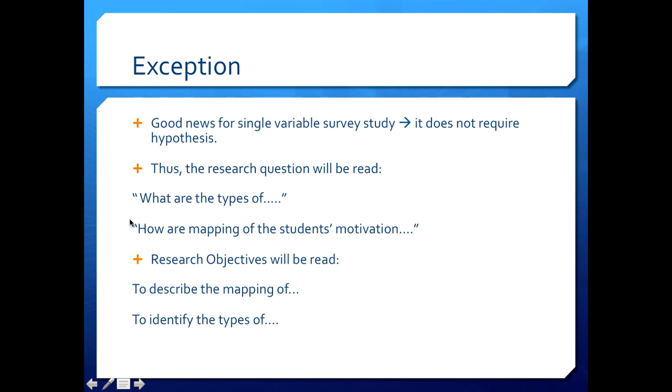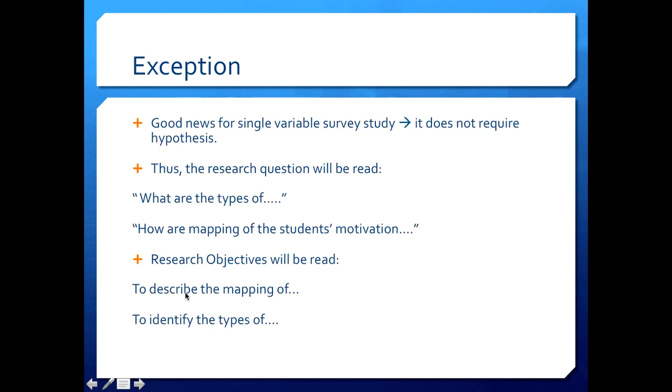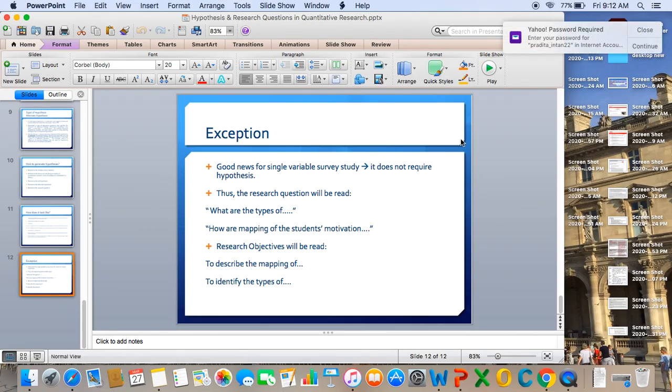If you have ever heard that how questions should not be in quantitative research, it is wrong, because it would be very weird if you asked what are the mapping of students' motivation, what are students' motivation, it asks for the definition. Instead you are going to explain a developing phenomenon. So it is very okay to use how, as long as it is rational. So the research objective will be similar. This one is to describe, this is also to describe or to identify. Well, I think that's all.